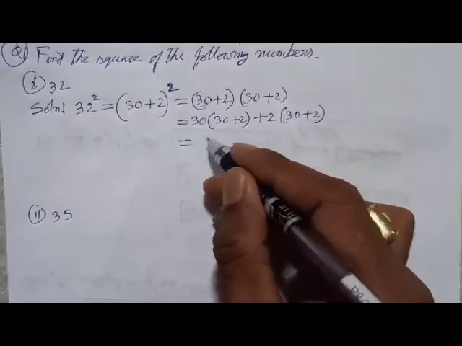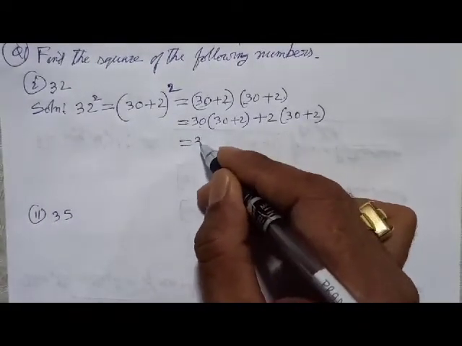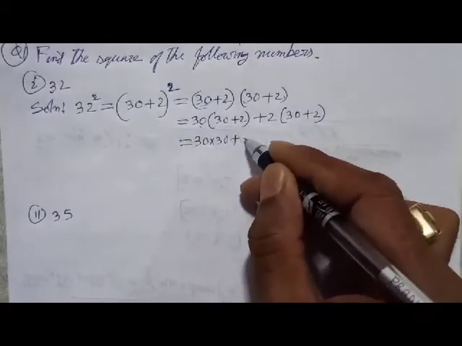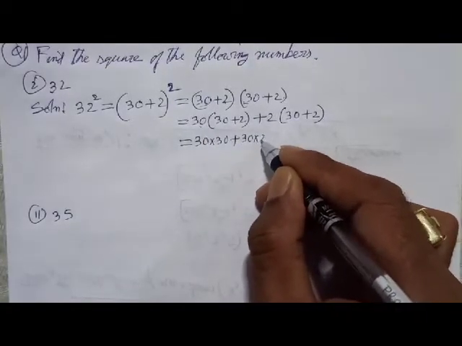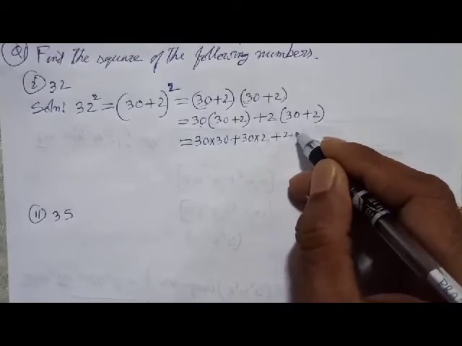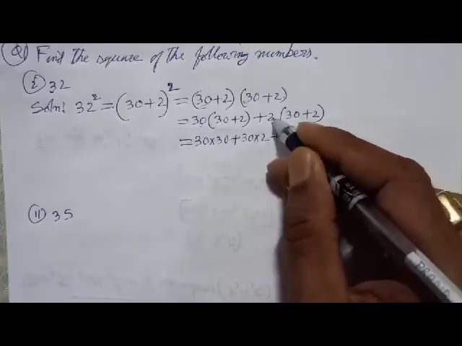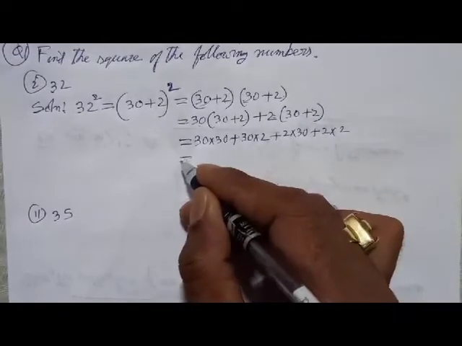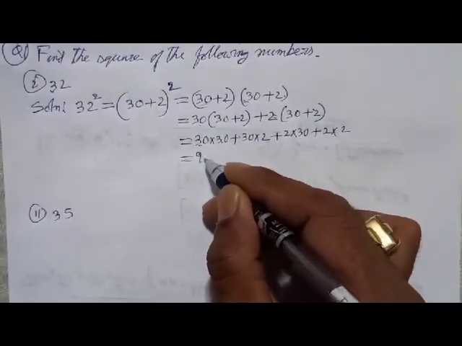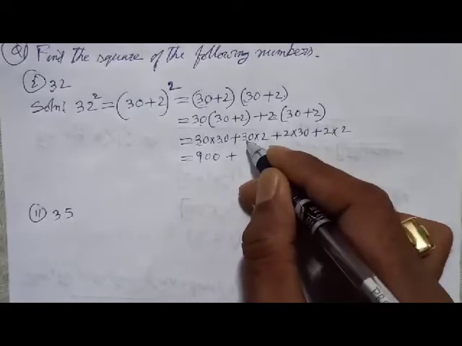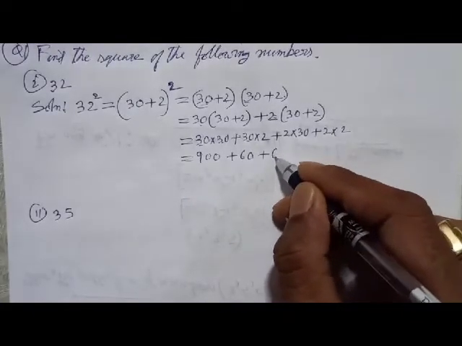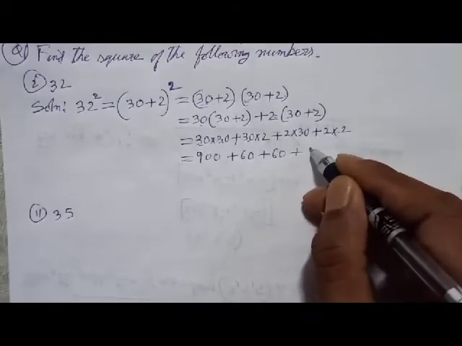30 into 30 plus 30 into 2 plus 2 into 30 plus 2 into 2. Here 30 into 30, 3 threes are 9, so 900, plus 30 into 2 is 60, 2 into 30 is 60, and 2 times 2 is 4.